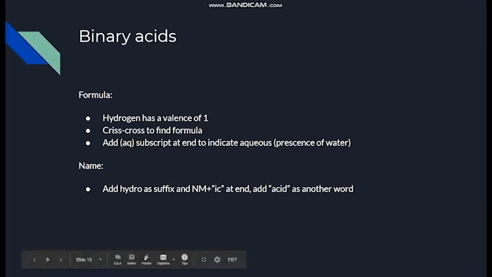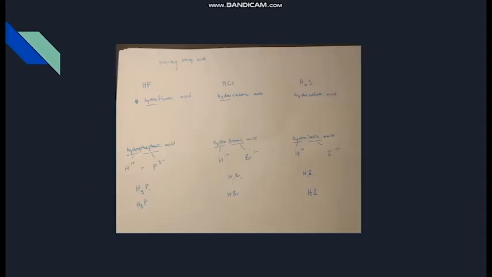When we're naming binary acids, we're going to be adding hydro as a prefix, and then we add the name of the nonmetal, and then we add ic at the end, and then we add acid as another word. I'll do a couple examples to show you what I'm talking about. So HF(aq), these should have states of aqueous. This is going to be hydrofluoric acid because hydro is going to be the prefix, fluorine is the nonmetal, we add fluor, and we add the suffix ic, hydrofluoric acid.